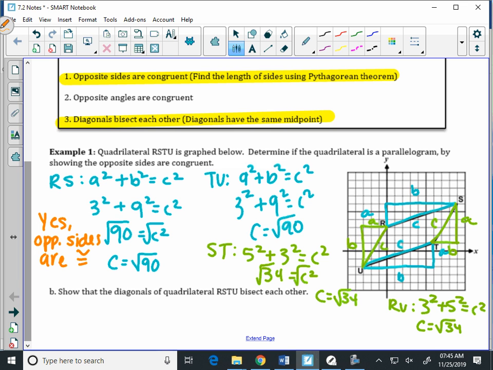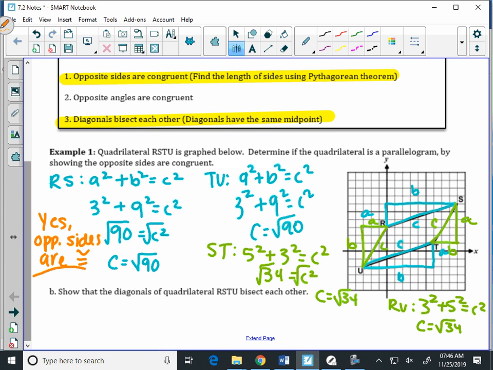Right? So by finding the length of all 4 sides and showing me the length of all 4 sides, it's backing up this statement that yes, opposite sides are congruent. You have to show your argument and your answers. Questions?